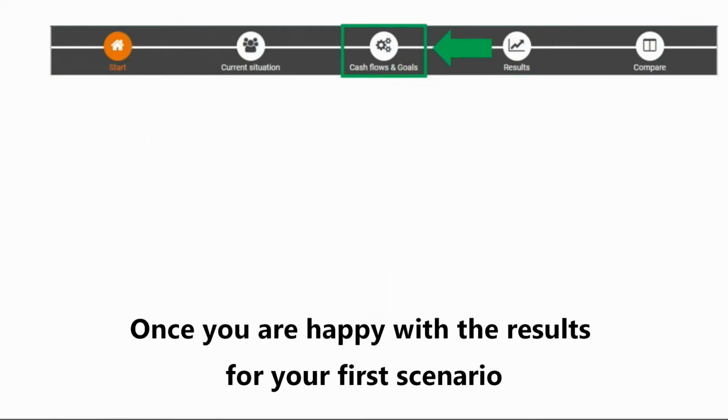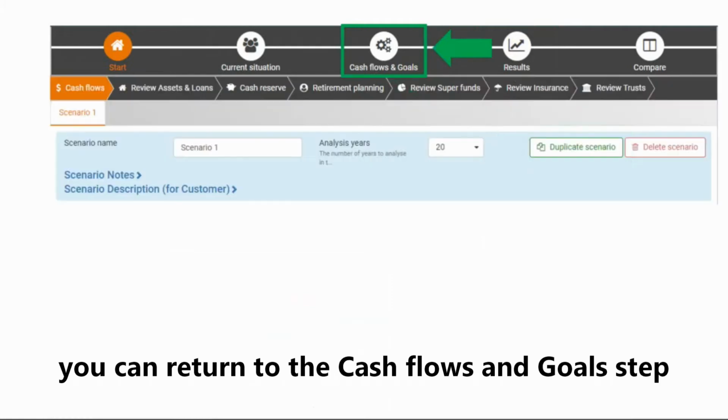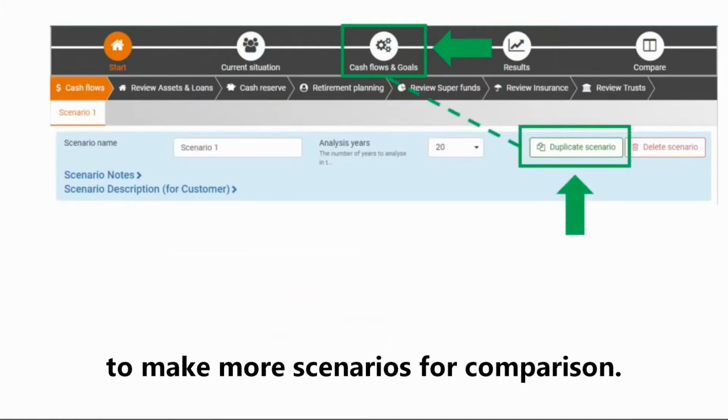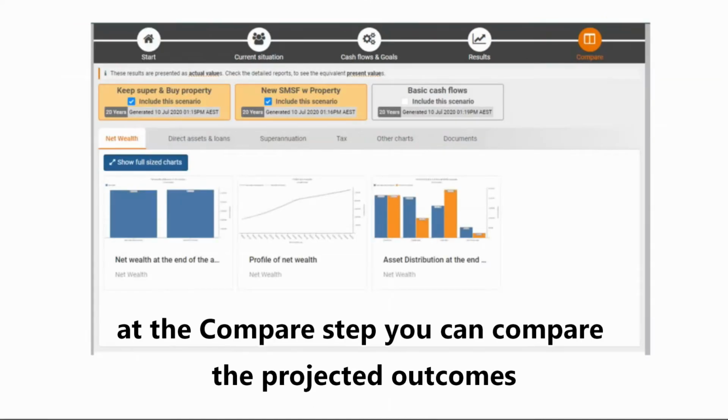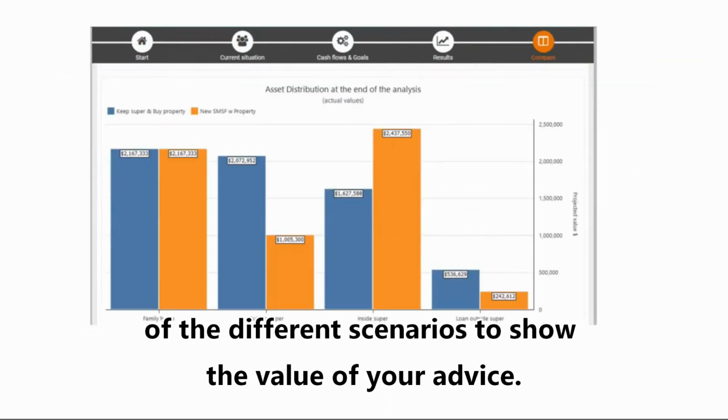Once you are happy with the results for your first scenario, you can return to the cash flows and goals step to make more scenarios for comparison. When you're happy with the results for all of your scenarios, at the compare step, you can compare the projected outcomes of the different scenarios to show the value of your advice.